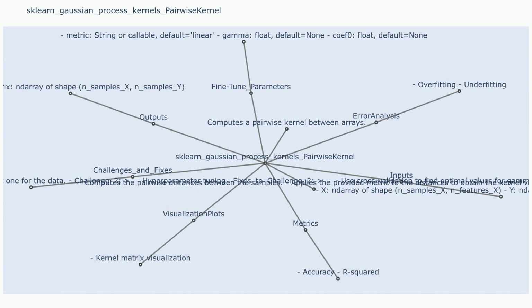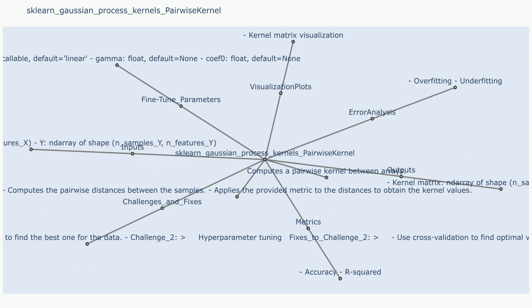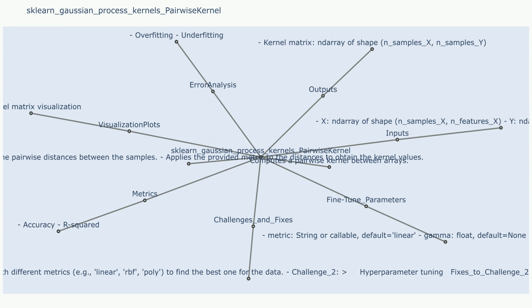Metrics: the choice of metric is crucial for the performance of the pairwise kernel. Different metrics can capture different aspects of similarity between data points, leading to different kernel functions and ultimately different model predictions. Visualization plots: by visualizing the kernel function, one can gain insights into how the chosen metric captures the relationships between data points. Fine-tune parameters: the pairwise kernel itself does not have any tunable parameters.